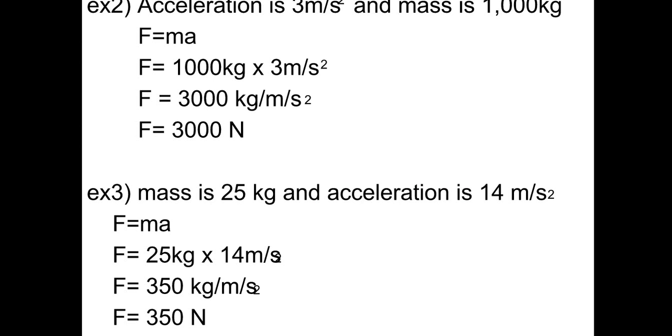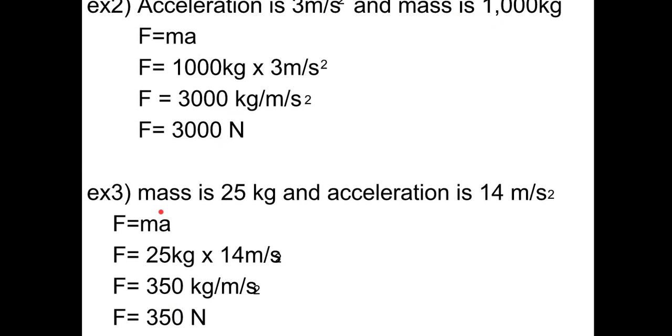Example 2, acceleration is 3 meters per second squared. It's a mass of 1,000 kilograms. So how much force do I need to apply to move a mass of 1,000 kilograms at 3 meters per second squared? Again, you multiply those two together because force is equal to mass times acceleration. Substitute what I'm told. So 1,000 times 3, I get 3,000 kilograms times meters per second squared, which is also written as 3,000 newtons. So again, that unit, kilogram meter per second squared, is defined as a Newton.